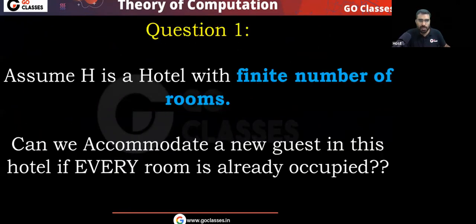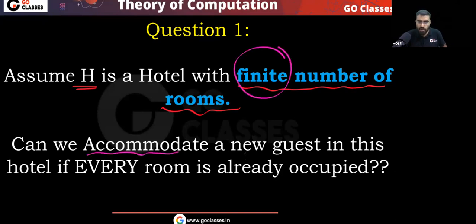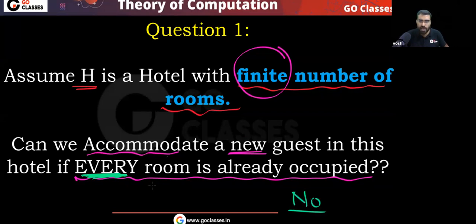First of all, you tell me the answer for this question. Assume H is a hotel with a finite number of rooms. Maybe 100 rooms, 200 rooms, but the point is you have a finite number of rooms. Now, can you accommodate a new guest if every room is already occupied? Remember, I am saying every room is already occupied. The answer is no, because you have a finite number of rooms. This is quite intuitive. Your intuition is working, or not?